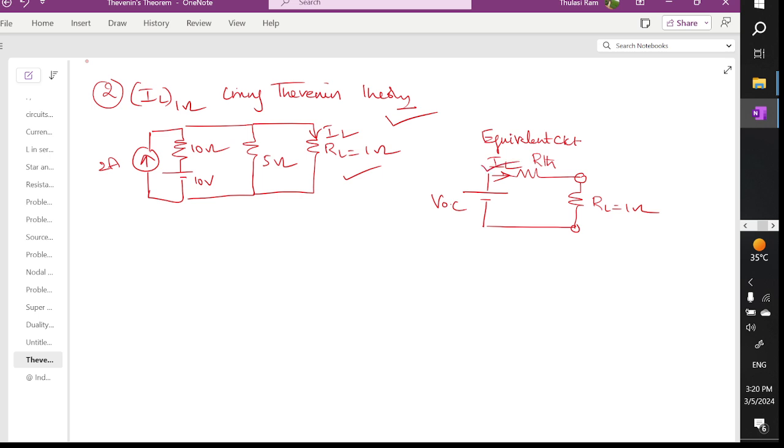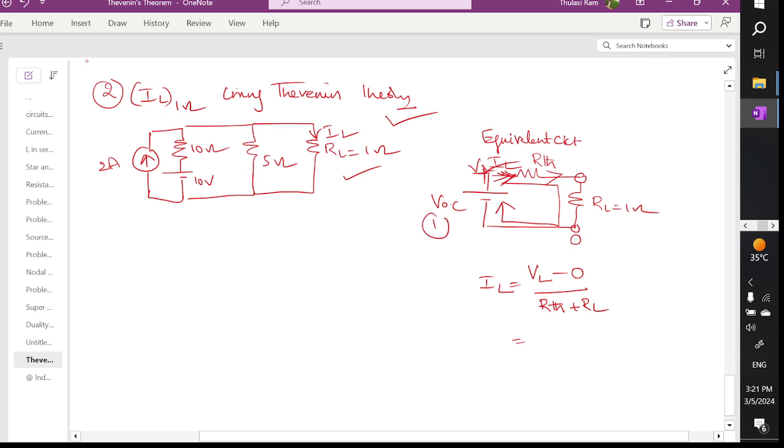So how to find IL here? IL is equal to, so the current is going like this. What is the leaving polarity of the voltage? So this VL, current is leaving. What is the leaving polarity? Plus VL, minus VL, so my VL minus 0 divided by the current flowing. These two branches are connected in which connection? Series connection, divided by the branch resistor, which is R Thevenin plus RL. So we need to find this VL, which is called VOC, the open circuit voltage.